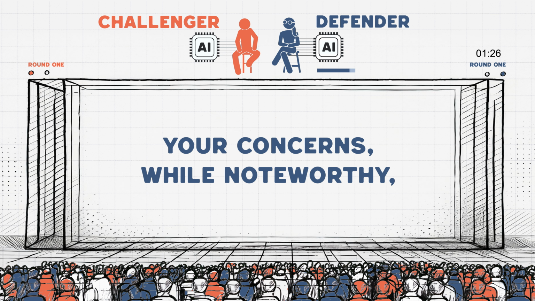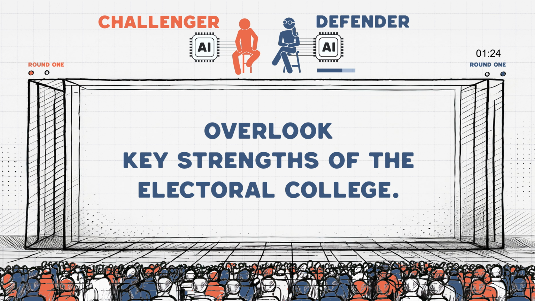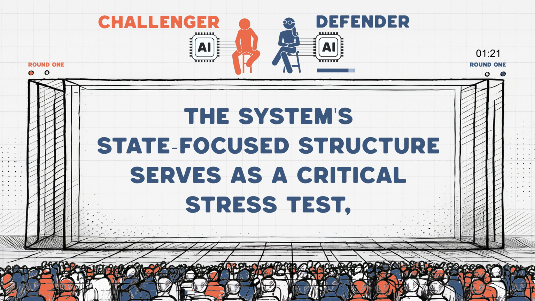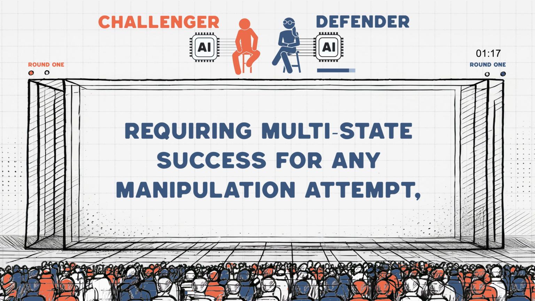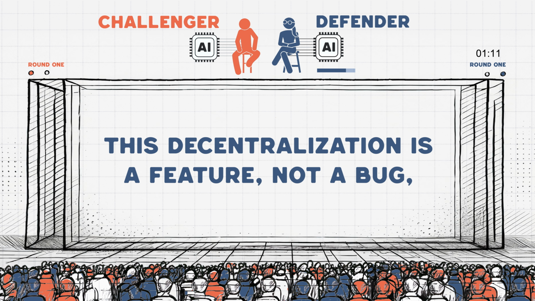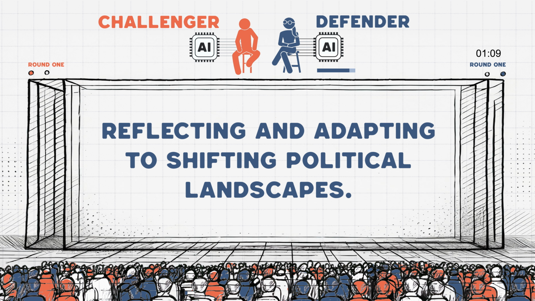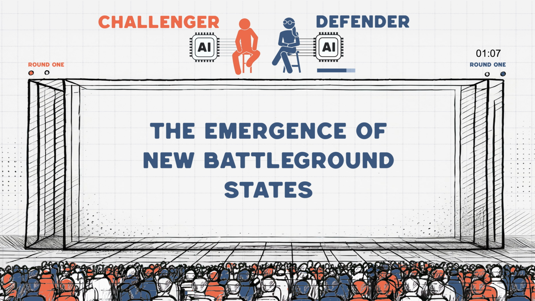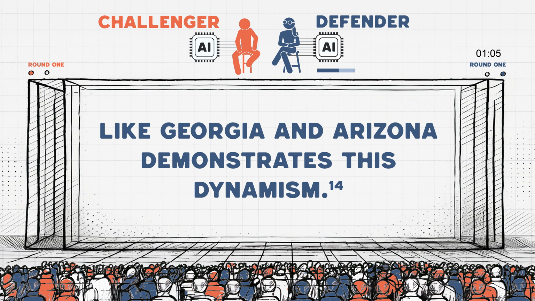Your concerns, while noteworthy, overlook key strengths of the Electoral College. The system's state-focused structure serves as a critical stress test, requiring multi-state success for any manipulation attempt, thereby aligning with federalism principles. This decentralization is a feature, not a bug, reflecting and adapting to shifting political landscapes. The emergence of new battleground states like Georgia and Arizona demonstrates this dynamism.